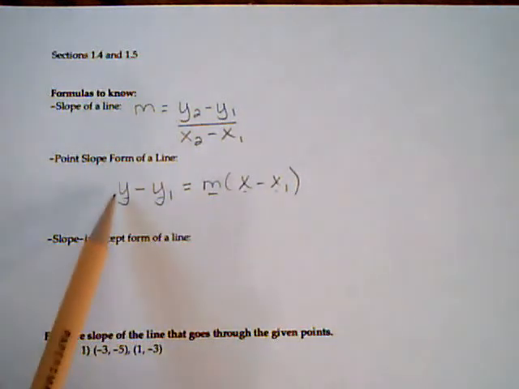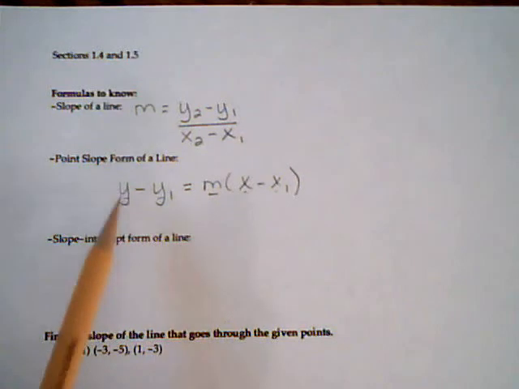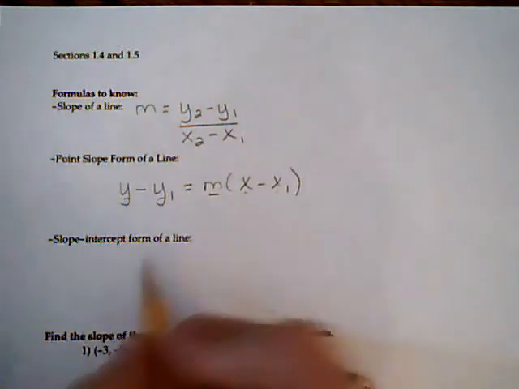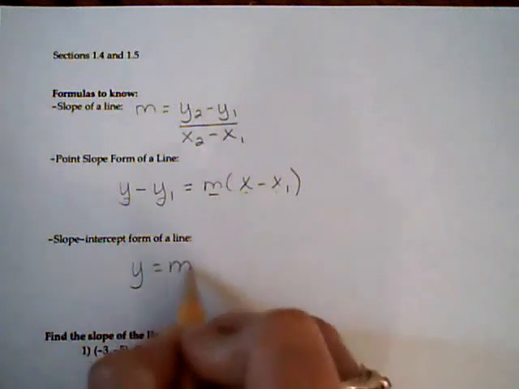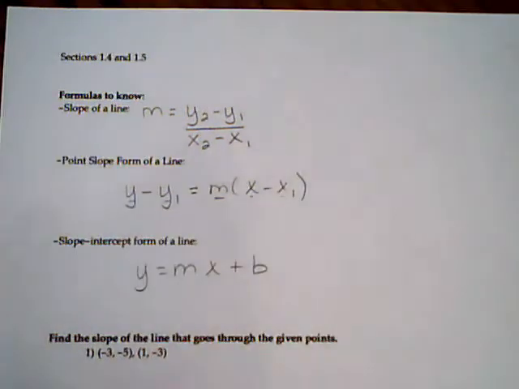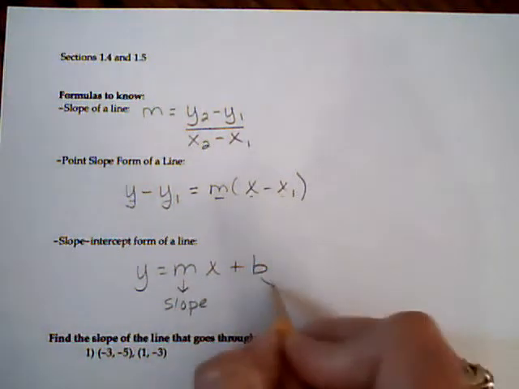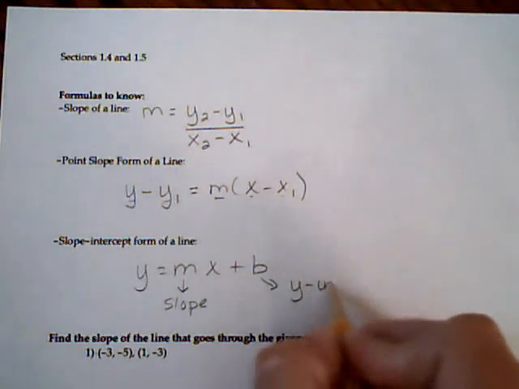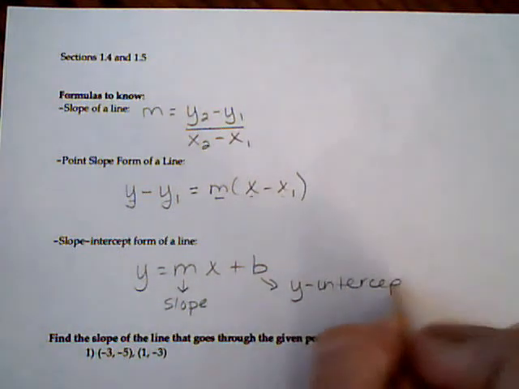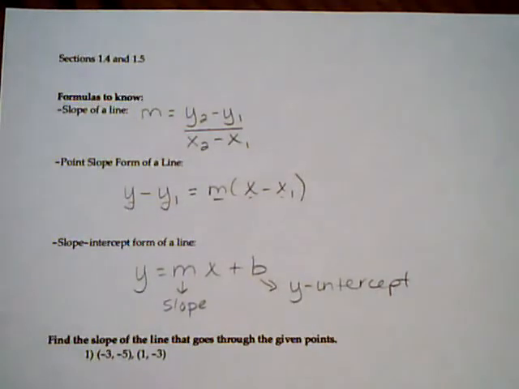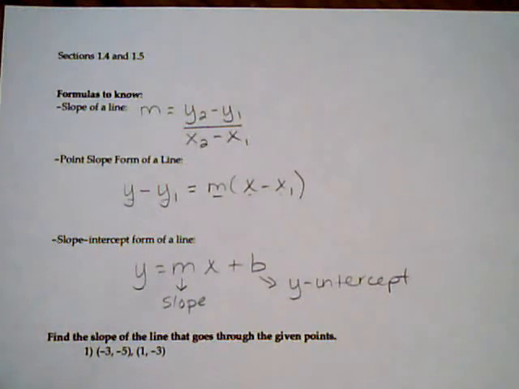I can take an equation that's in this form and solve it for y, and that puts it in what's called slope-intercept form, which is y equals mx plus b. Again, the m is my slope, the b is your y-intercept. So that's why this is called the slope-intercept form of a line. So these three formulas you need to be familiar with. Let's look at the examples.